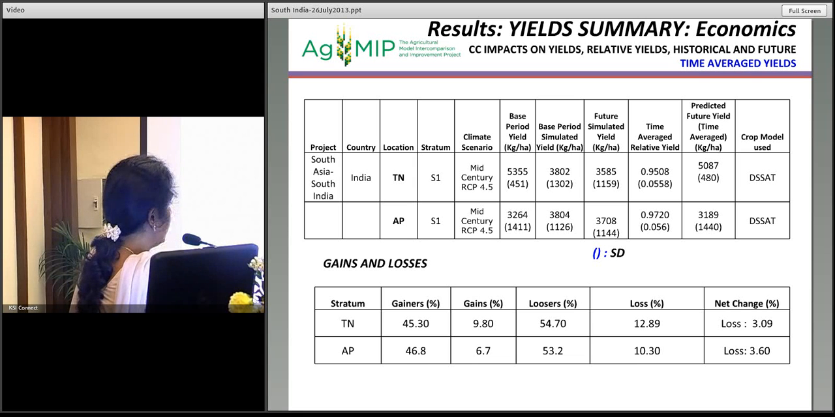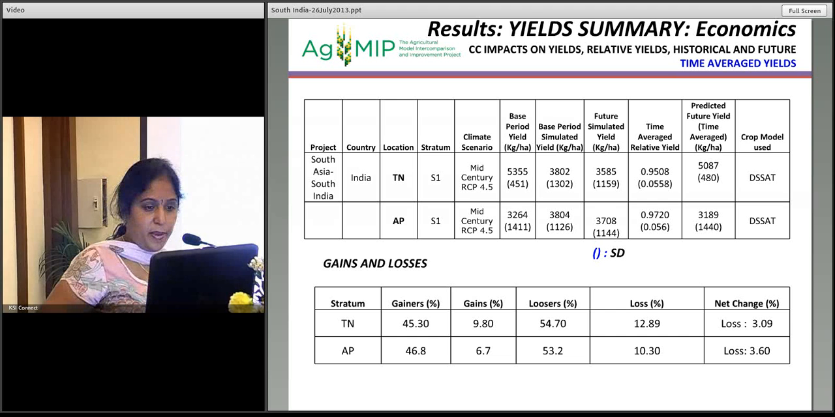For the mid-century RCP 4.5, this was the time period taken by us for the analysis, and we could see that the time average yield is 0.9720 with future yield of 3189 and the base period yield of 3264. Here again, when we see the net change after comparing the gain and loss, the loss is 3.60%. So this is the result we could see from the economic analysis.